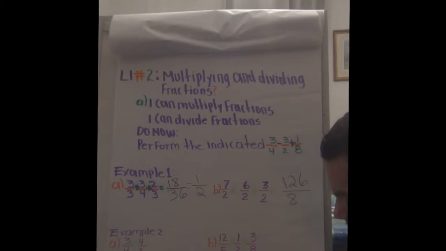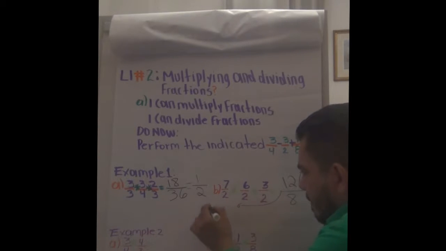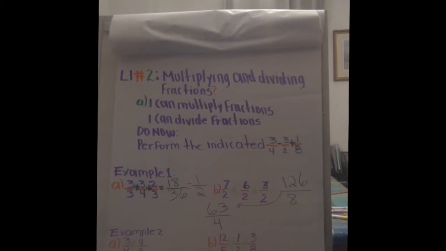Okay? Now, can that be reduced? I don't know, but we're gonna find out. So this is the same thing as, and I'm gonna put it over here, 63 over 4. If you divide by 2 on both, then you get that.